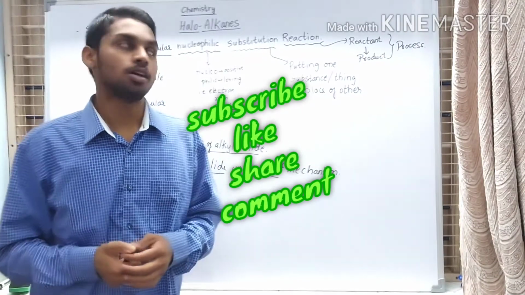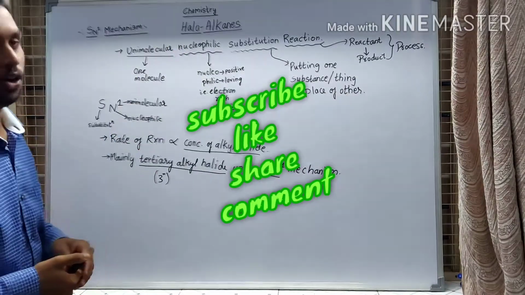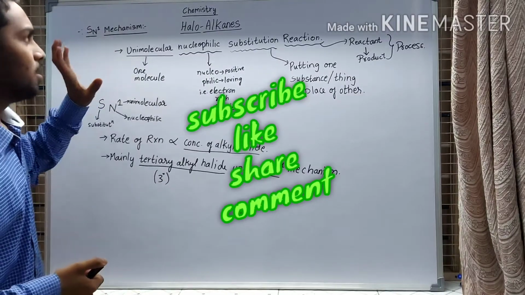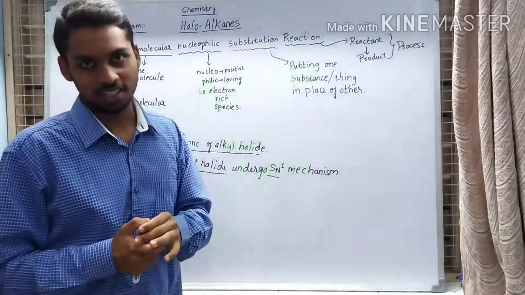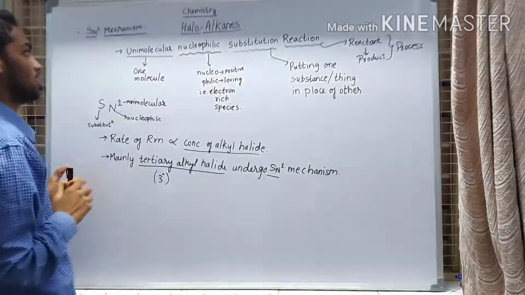Today we are going to learn about the SN1 mechanism, which is part of haloalkanes. So the SN1 mechanism is basically a unimolecular nucleophilic substitution reaction. Now let me tell you what is meant by unimolecular nucleophilic substitution reaction.